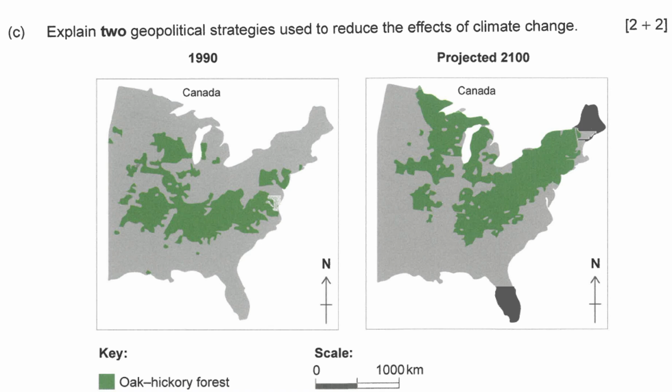Next one: explain 2 geopolitical strategies used to reduce the effects of climate change. 4 marks. I think it is not related to the diagram. Some questions are not related. This one is general, you learn it, and there are lots of key points. Just write 2 strategies with a description. Pause and write.